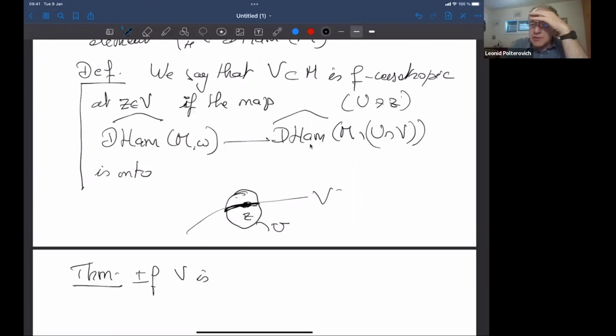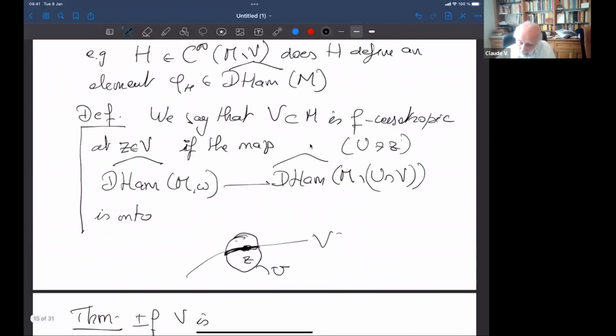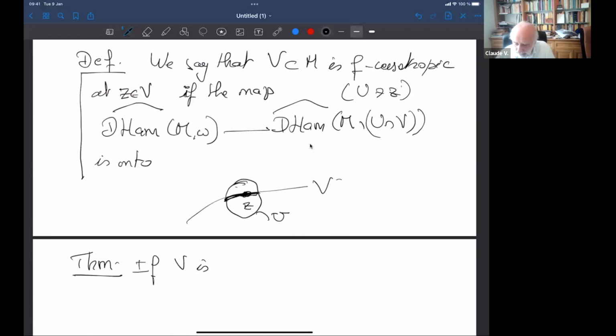I'm not sure I understand the definition. M minus U intersect V is not an open set, right? Maybe you want V to be closed. You're right. U intersect V is locally closed, and then either you define what d ham is in this case, or you just take the closure to get an open set. Then I consider compactly supported in this set. Yes, you consider Hamiltonians which are supported and only have singularity on this thick black region. And if for U small enough you can extend, then you're F-coisotropic there. Okay.